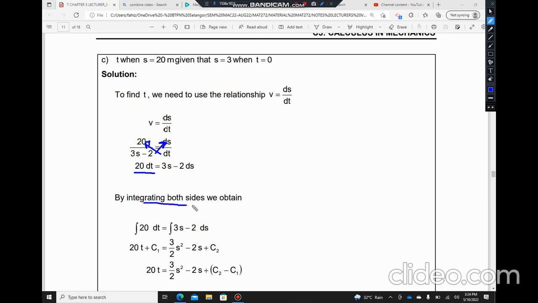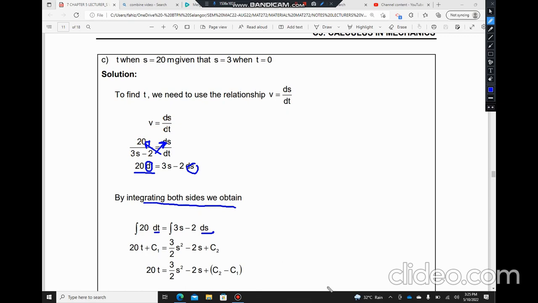So by integrating both side, okay, so bila awak dah jadi kat sini ada dt, kat sini just ds. So kita integrate kiri dengan kanan. So integrate 20, you get 20t plus c1, sebab dia ada constant kat sini. And then integrate 3s, you get 3 over 2s square, sebab yang ni terhadap s. So that's why kita guna s kat sini. Yang ni terhadap dt, so that's why kita kena letak t kat sini.